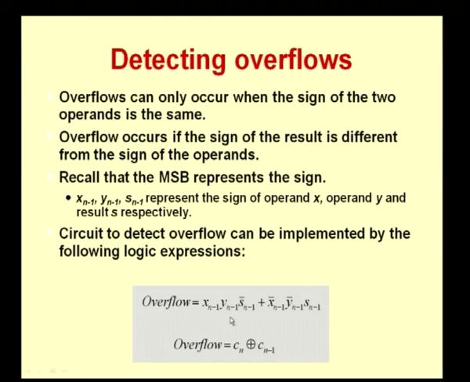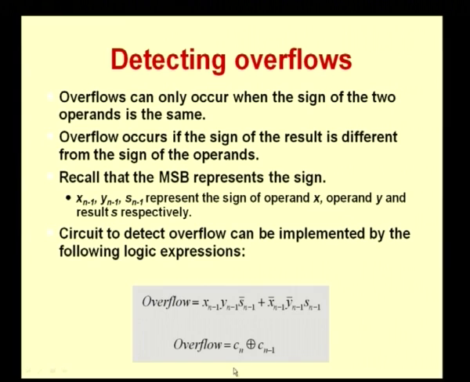That is xn minus 1, yn minus 1, both these are 1, but sn minus 1 happens to be a 0. So, xn minus 1, yn minus 1 dot sn minus 1 bar, or xn minus 1 bar, yn minus 1 bar and sn minus 1, that is these two are zeros, but this happens to be a 1. So, this expression is enough for me to detect an overflow.